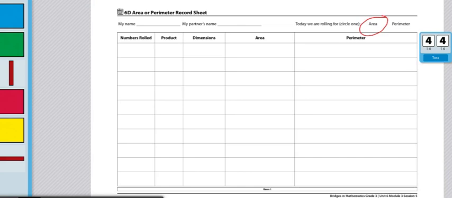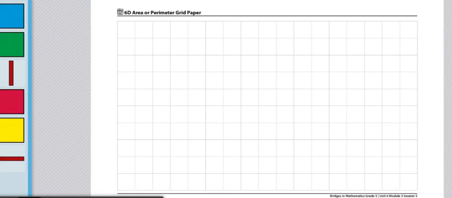If we were working for area, we would count the tiles to equal the product of the two numbers rolled. If we're working for perimeter, we would count the red linear pieces to equal the product of the two numbers. In order to do this, we can work out our problems on this grid paper to find the dimensions as well as the area or perimeter. The grid paper is optional, but could be helpful if it is easier for you to see all the pieces laid out. Both players will record the dimensions, area, and perimeter of the rectangle they made.